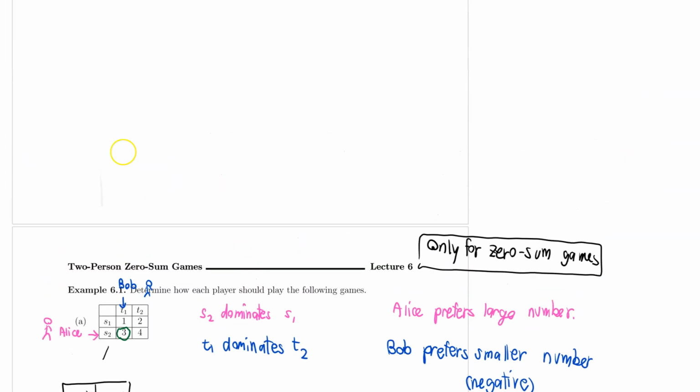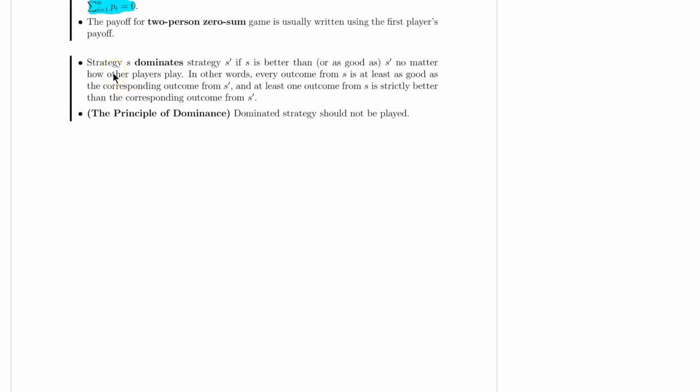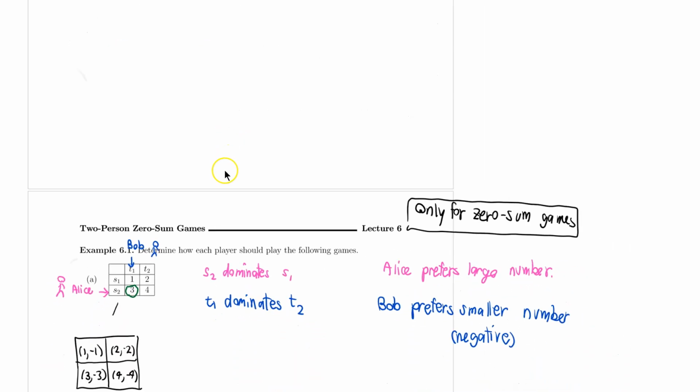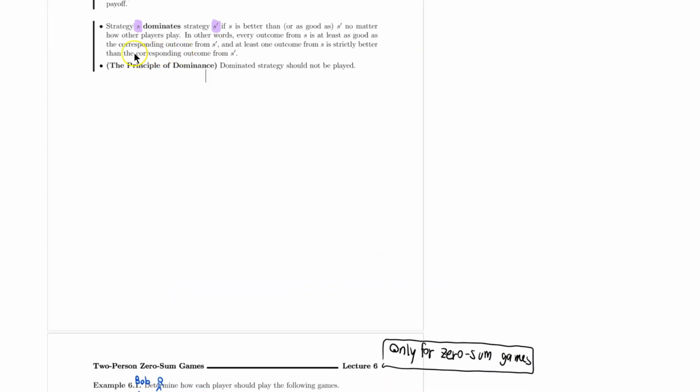So let me go back to the theory here a little bit. When I say some strategy dominates some strategy, that means the first one, so if S dominates S prime, it's like what we see here. It just means that S is better than S prime in almost all the cases. So there can be some cases when they are equal. We're going to see that in a moment. But there should be at least one outcome where S is better than S prime. And then we also have this principle of dominance, which says that we should play strategies that are better. So it's something like this.